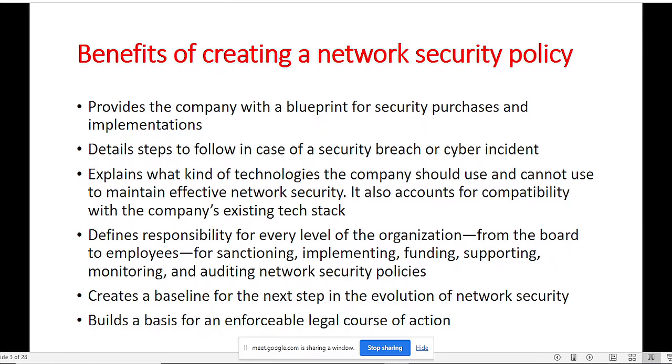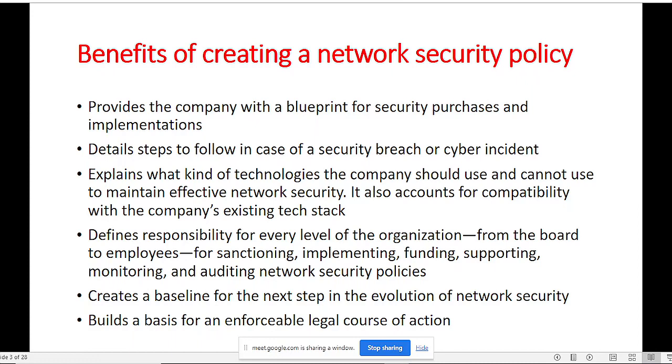And of course, it also defines responsibility. I have just mentioned the roles and responsibilities of everyone, from how it is formulated, implemented, and rolled out. Ideally, it also acts as a legal framework. Let's assume that someone has used a particular device that is not authorized to be used within a network, and in one way or the other, they end up creating some threat to our network.